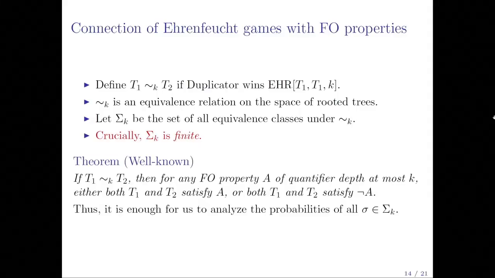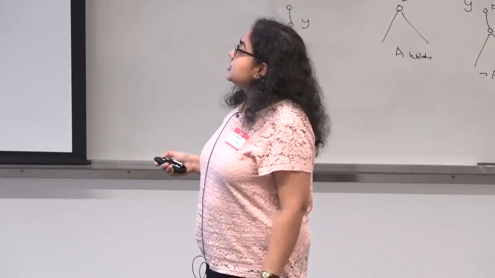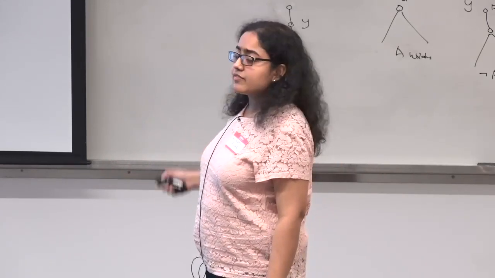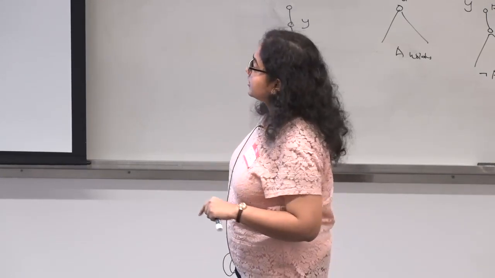Okay, so what is the connection between Ehrenfeucht games and mathematical logic? Let's say that we define a relation, I'm calling it curl sub k, on the space of rooted trees. So two trees are related by this relation if duplicator wins the k-round Ehrenfeucht game on them. So the k is important, this parameter is important.